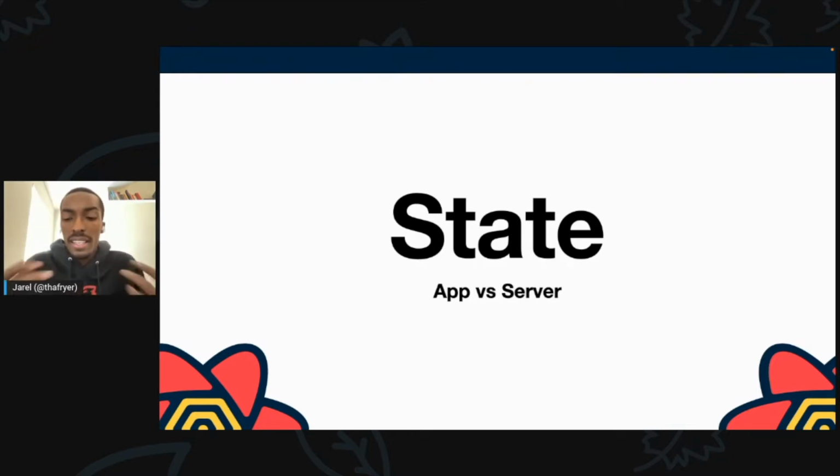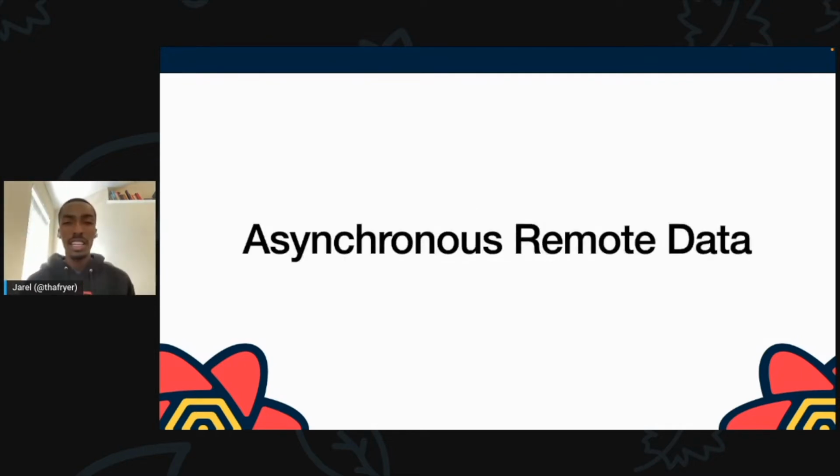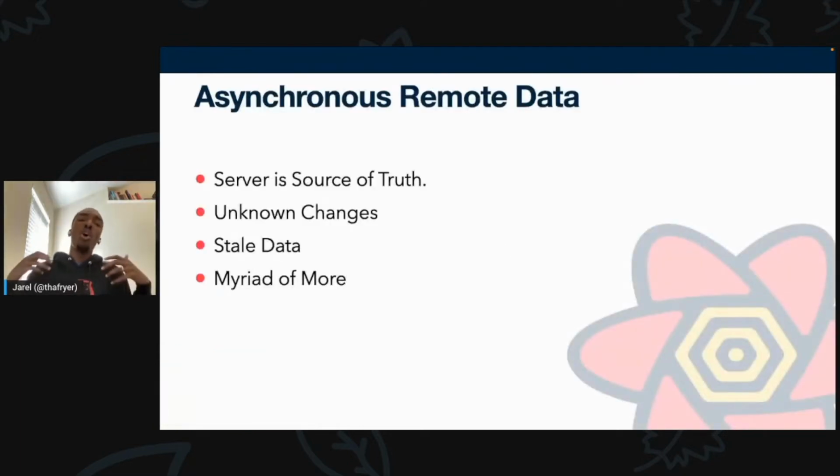We're talking about data that we're trying to get into our applications and show to our end users. So that brings us to the real thing that we're looking at in our applications, which is asynchronous remote data. Asynchronous remote data means data that I have to get from a remote location where the server is the source of truth.